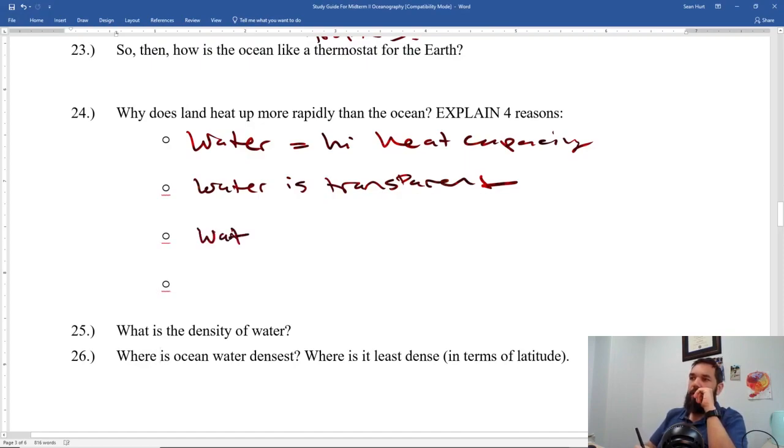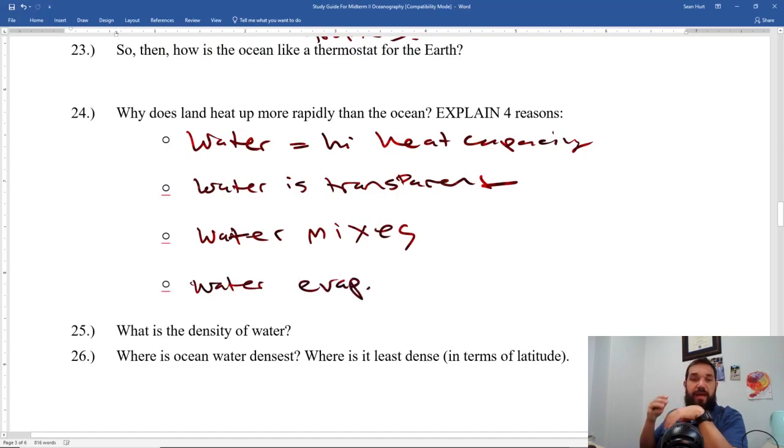Water has a high heat capacity. It's transparent. Water also mixes. That means that the hot water and the cold water are going to get stirred up, and it's going to mix to lower layers. And also, water evaporates. That evaporation of water is, of course, going to take latent heat with it, right? It's going to absorb that heat, evaporate, and that's going to help it keep cool.